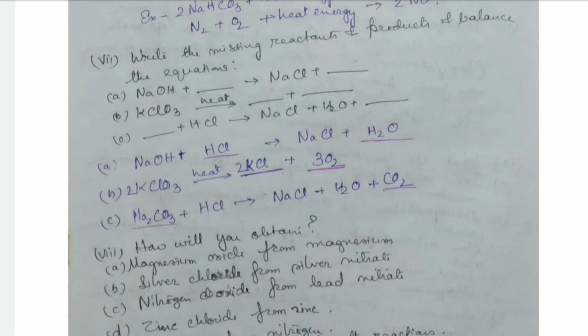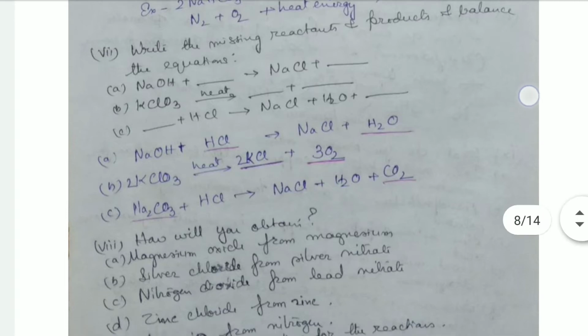Okay. Then KClO3, potassium chlorate: after giving heat, it decomposes to 2KCl plus 3O2. So 2KClO3, when heat is given, decomposes to 2KCl plus 3O2. Okay. Potassium chloride and oxygen.